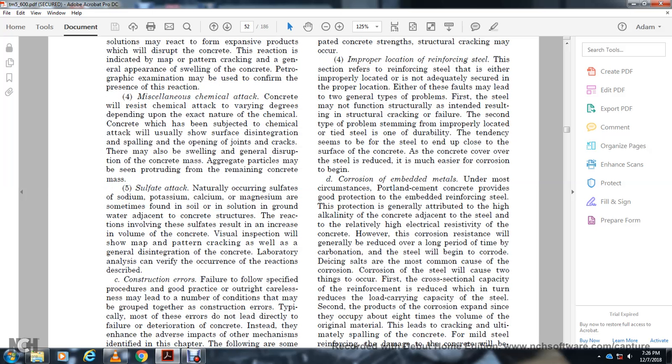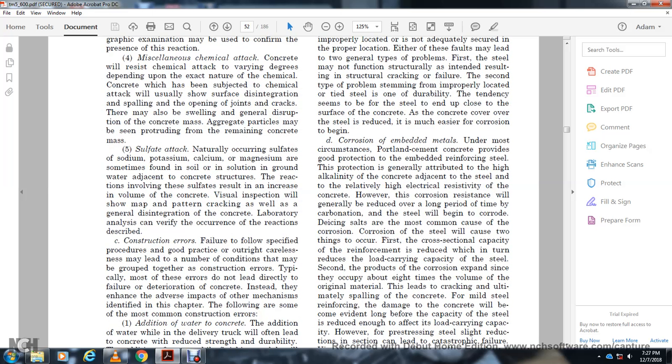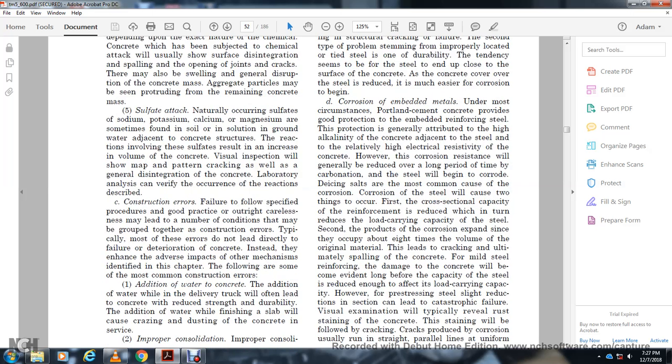Poor construction practices: failure to follow specifications and perceived good practice, or outright carelessness, may leave a number of conditions in the construction area. Typically, most of these do not directly cause failure or deterioration of the concrete. Instead, they enhance the adverse impact of the other mechanisms identified in this chapter. The following are some of the most common in construction: addition of water to the concrete.